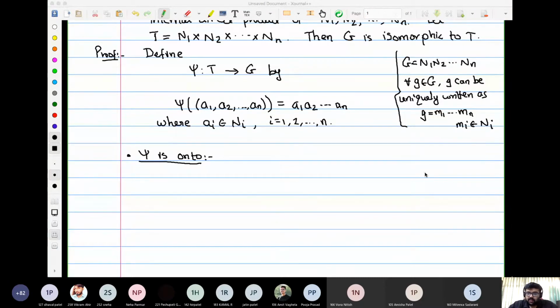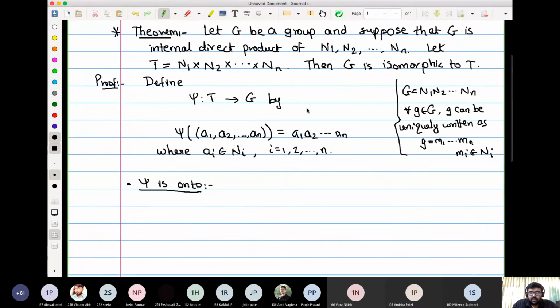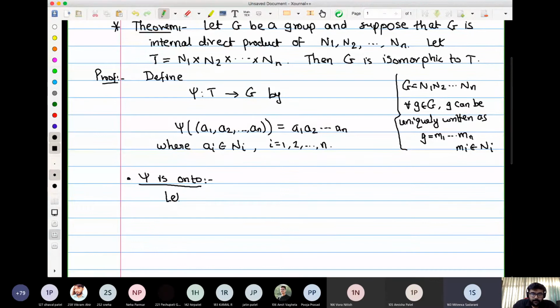So that is one thing. And another is that every element can be uniquely written as this. Yes, Mitiksha. Onto is clear to everybody, even if nobody knows what this is. Once you take an element in G, what form will it have? If we take an element that is in G, what will it give us? It will come in terms of A1 A2 A3 up to AN.